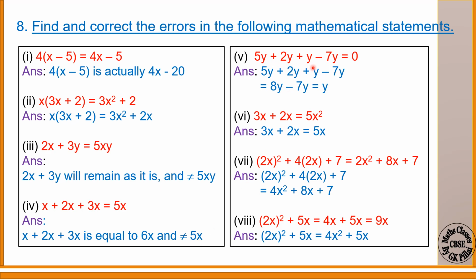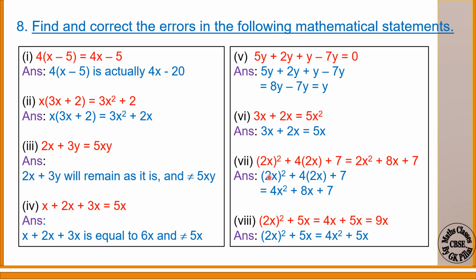5y plus 2y plus 7y minus 7y equal to 0. The same kind of mistake. If you consider this as 1, it will be 8y minus 7y equal to y. The next one, 3x plus 2x equal to 5x squared. It is 5x only. 3x plus 2x will be 5x only.